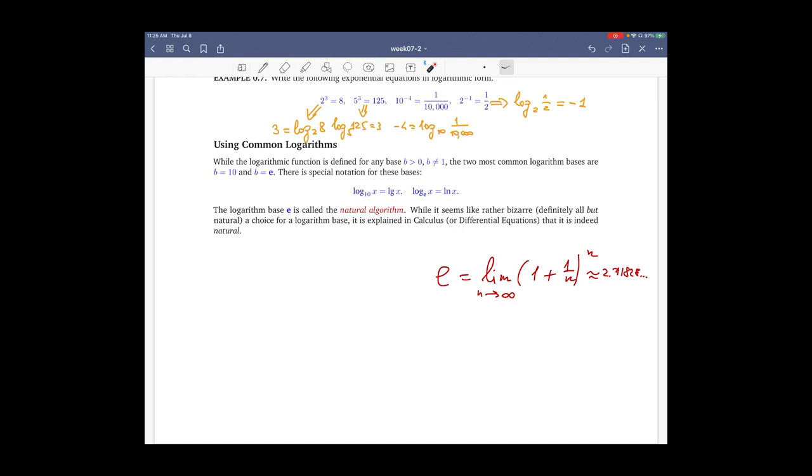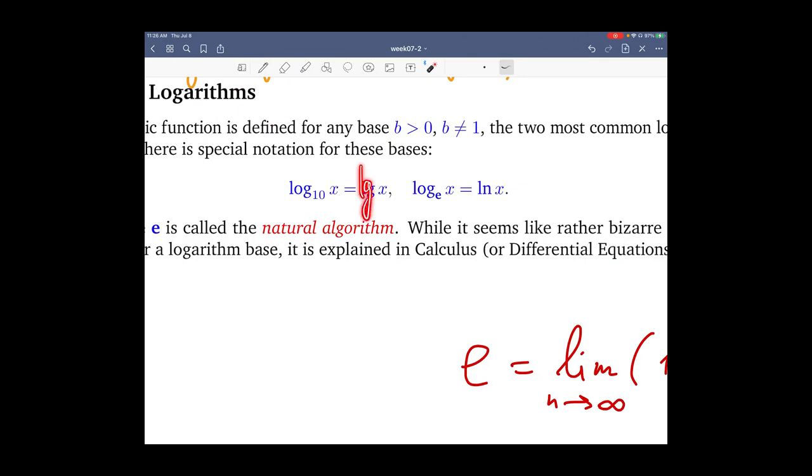Somewhat more natural choice is to look at logarithms base 10. These are called common logarithms. And they are given special notation lg x. So whenever you write lg, you don't need to write the base anymore, and everybody understands that the base is 10.